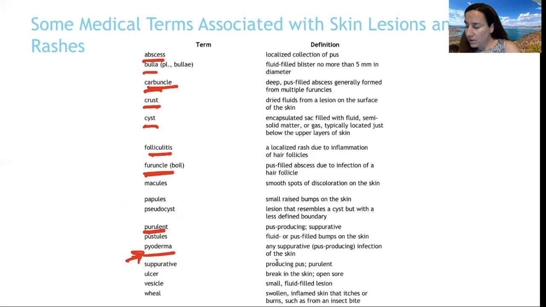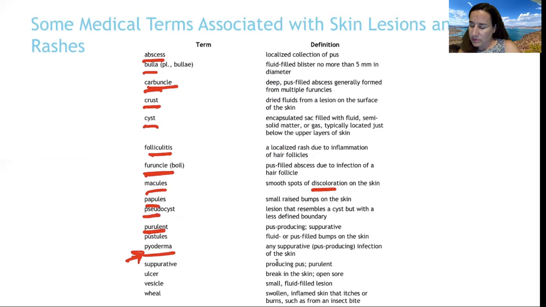Macules are going to be discolorations, but they're smooth, and we're going to have a picture of it. So it's a darker color. It's a discoloration of your natural color of your skin, but it's not raised up. It's going to be smoothed down, versus where we are going to have our papules, which are raised bumps.